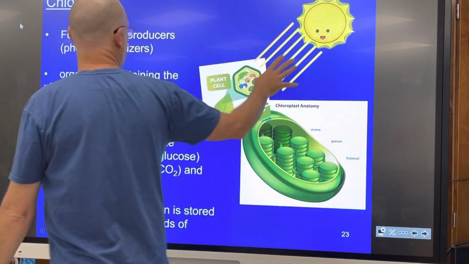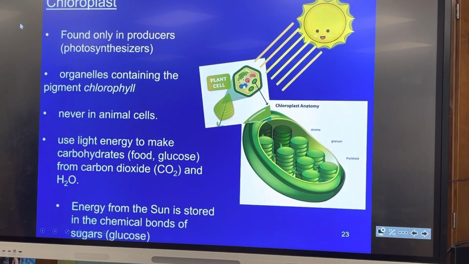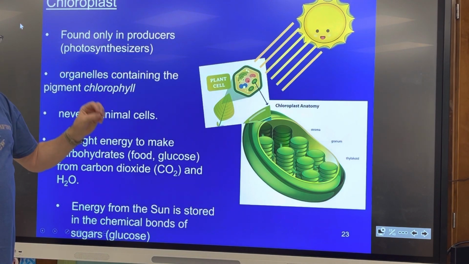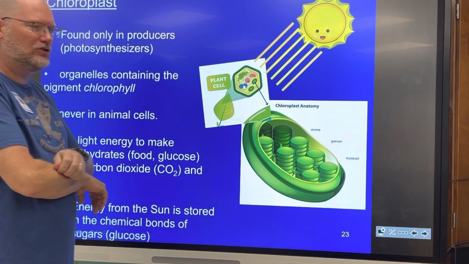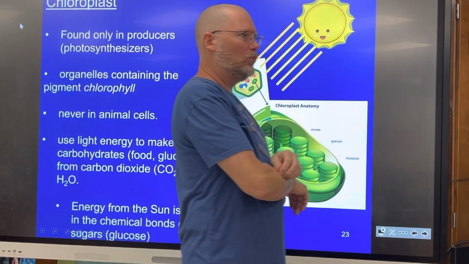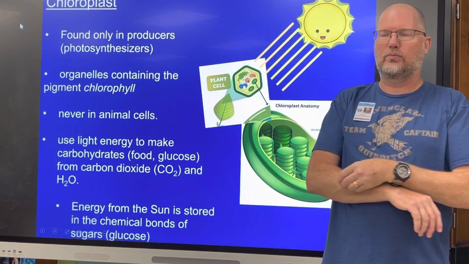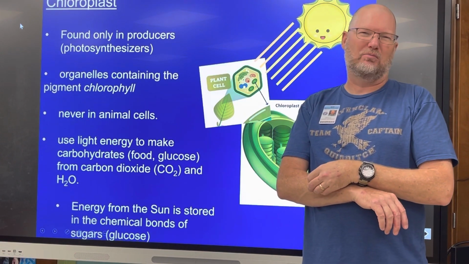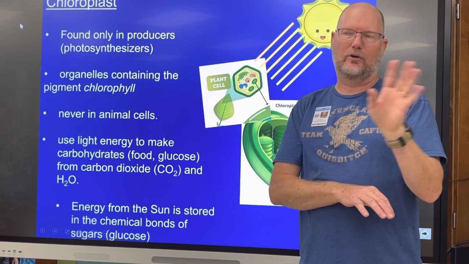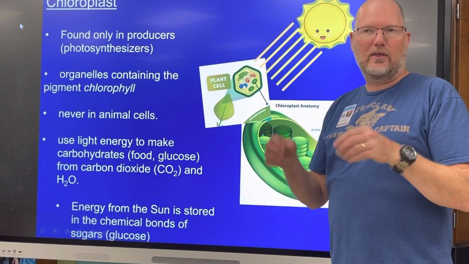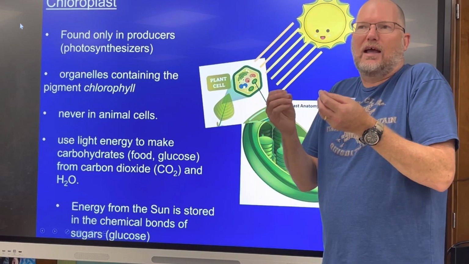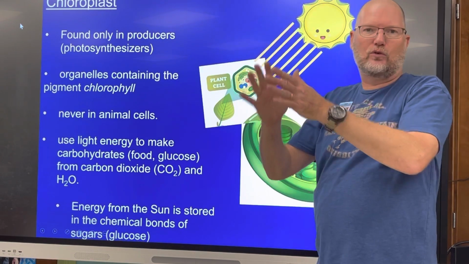The chloroplasts here, the sun's rays, they're found only in producers. A producer is, we haven't got to that yet. When we talk about ecology, we will talk about producers. You probably learned about it in middle school, but that was a long time ago. So those are the ones at the bottom of the food chain that produce the energy for the rest of the food chain.